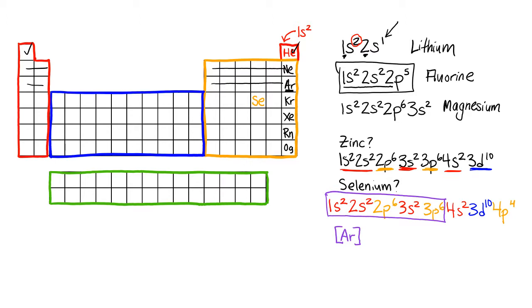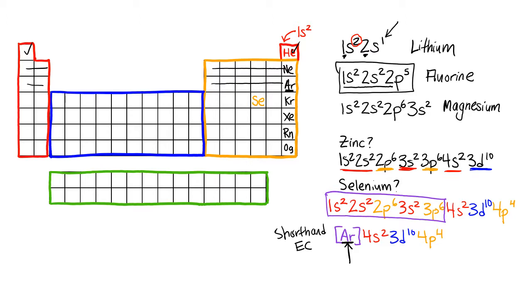So it would be 4s2, 3d10, 4p4. This would be called the shorthand configuration. The shorthand electron configuration always uses a noble gas only inside square brackets, and that noble gas has to be less than, in terms of atomic number, or before the element of interest.